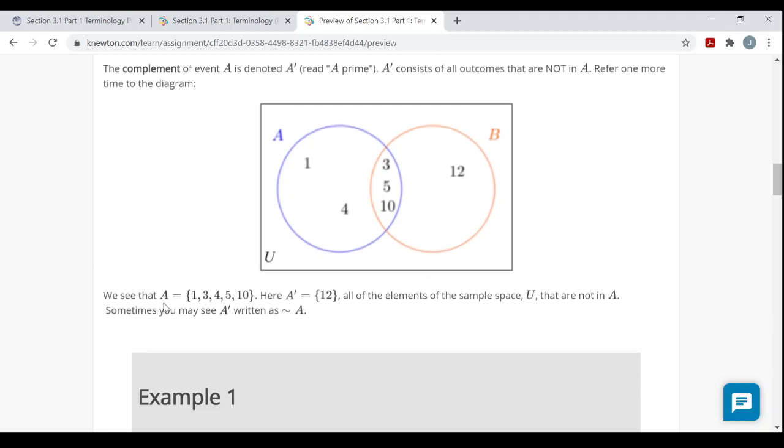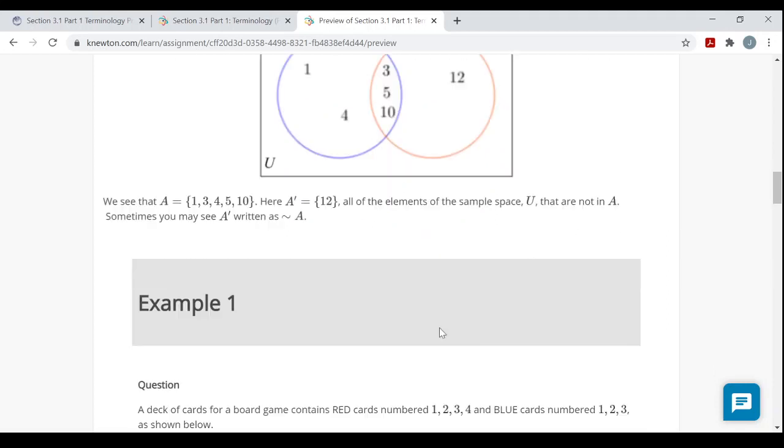So again, A is 1, 3, 4, 5, 10, so not A is just 12. The only outcome listed in this picture that's not in A is called the complement of A, or A prime. It's all the elements of the sample space U, the universal set, that are not in A. Here's another way to write this too. You also might see this little tilde, a wavy line. Tilde A again just means not A, not in A.